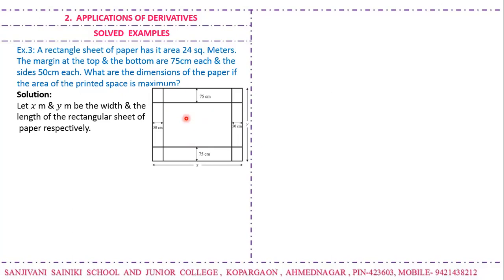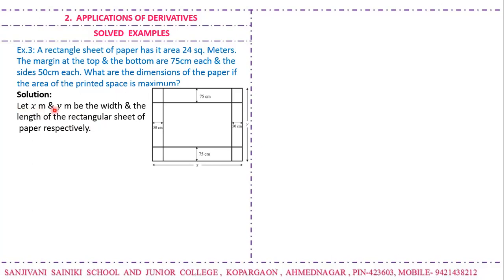Okay, so 50 centimeters means how many meters? And 75 centimeters means how many meters? We know that 100 centimeters is equal to 1 meter. So 50 centimeters is equal to how many meters? You can find it out.